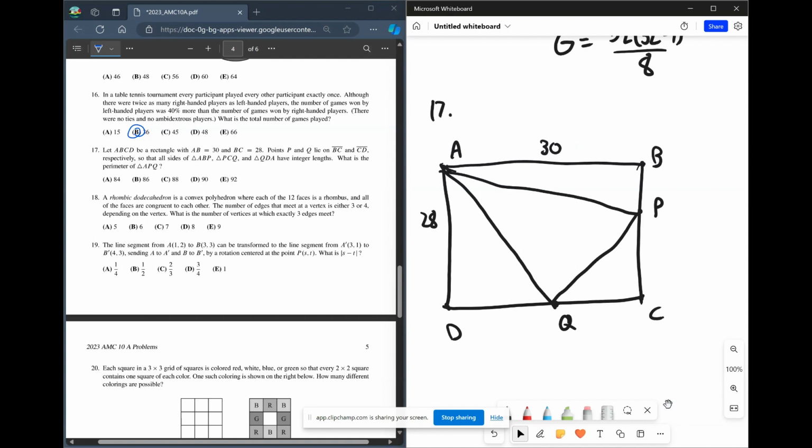8, 15, 17. 30 is a multiple of 15. 30 is 2 times 15. So we could say BP is 16 and AP is 34. So that means that PC is 12. Well, now what? Well, now we want to try finding something in PCQ that gives 12. Here it's something nice with 12.